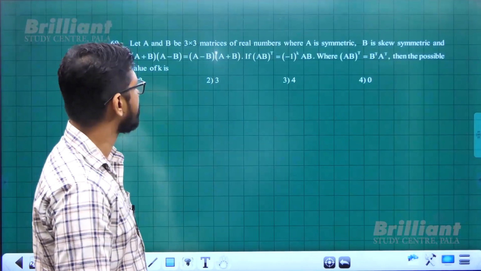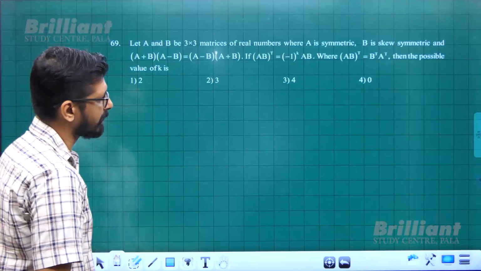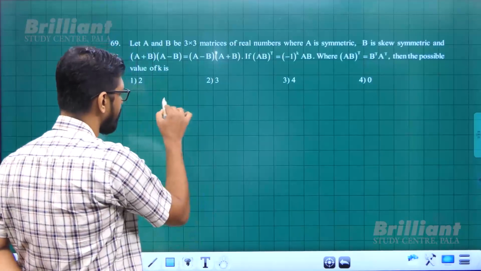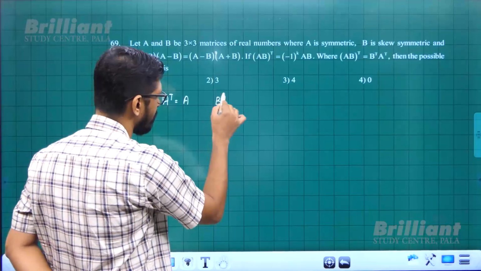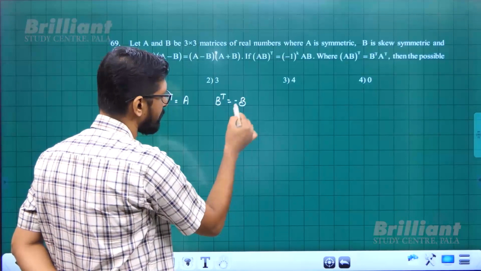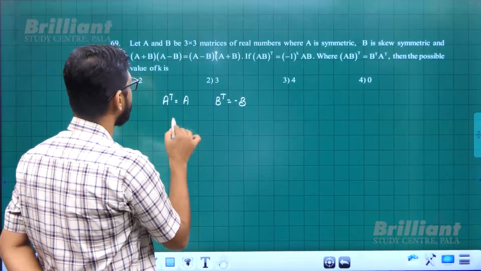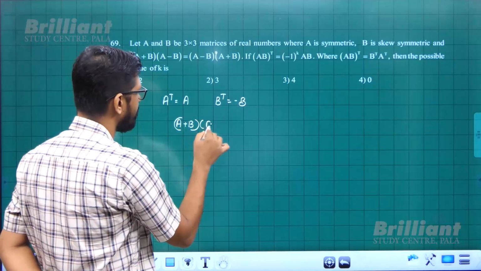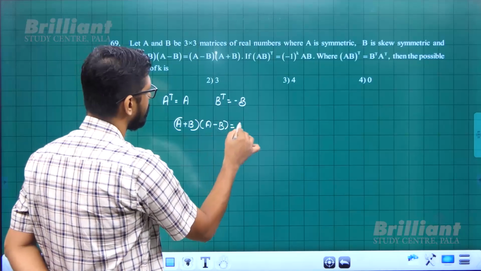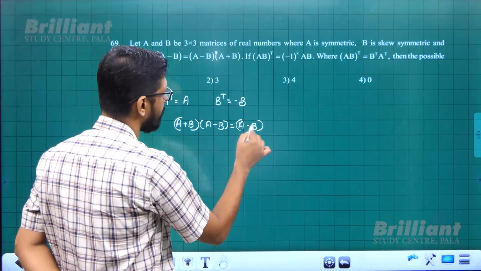A and B are 3 by 3 matrices of real numbers where A is symmetric, B is skew symmetric. A സിമെട്രിക് ആയതുകൊണ്ട് തന്നെ A transpose is equal to A എന്ന് എഴുതാം. B ഈസ് ക്യൂ സിമെട്രിക് ആണെങ്കിൽ B transpose is equal to minus B എന്ന് എഴുതാം. ആൻഡ് (A plus B) into (A minus B) is equal to (A plus B) into (A minus B) is equal to (A minus B) into (A plus B).